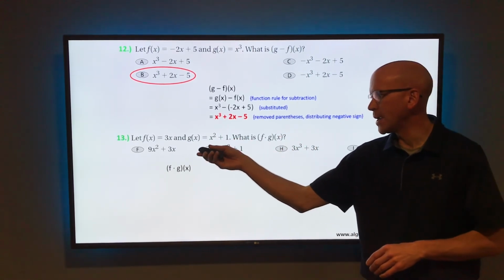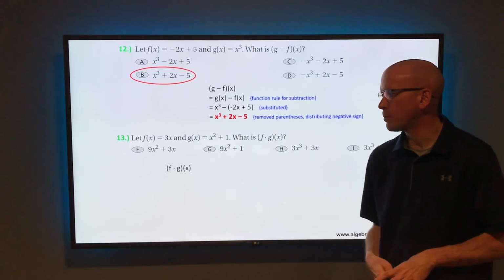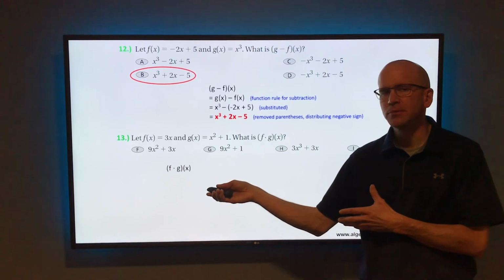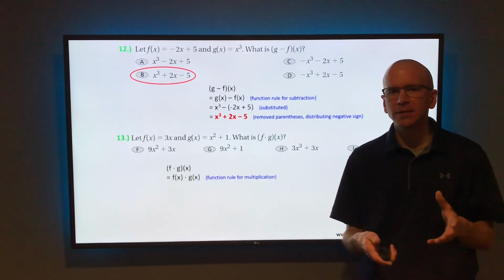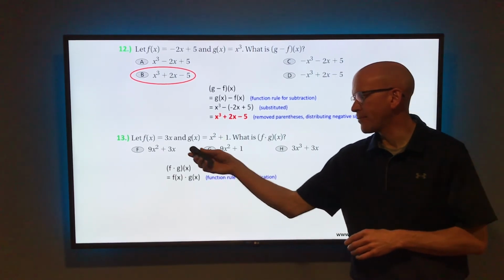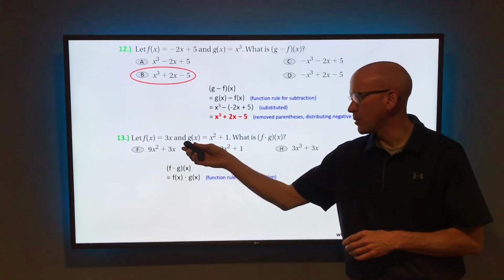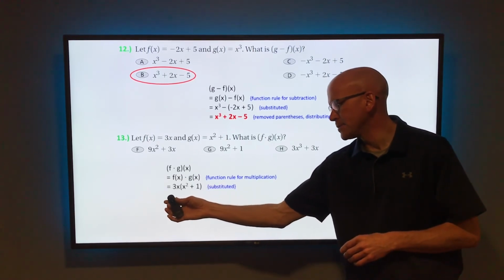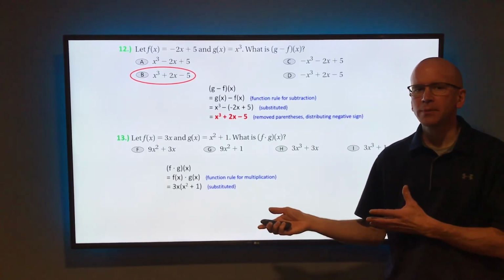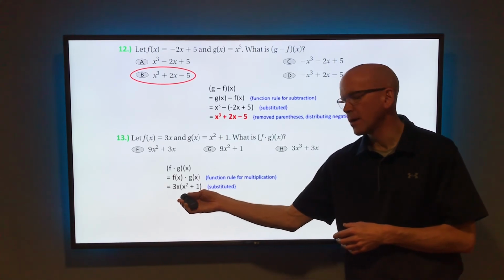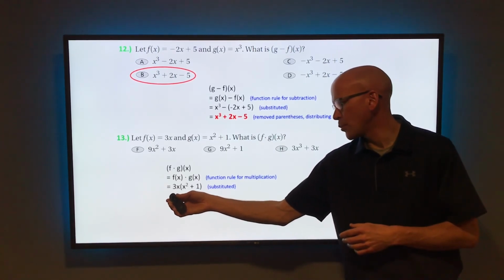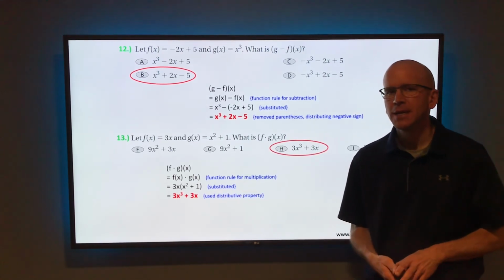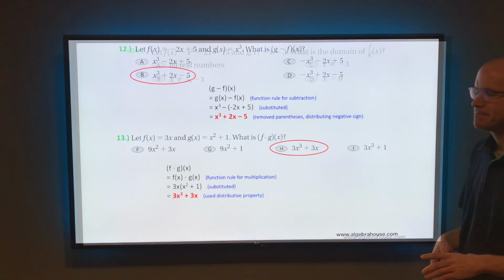Let f of x equal 3x and g of x equal x squared plus 1. What is f times g of x? So remember, f times g of x, it's the same thing as f of x times g of x. So take what f of x is, it's 3x, and multiply by what g of x is, x squared plus 1. Should be taking 3x times x squared plus 1. Just use the distributive property there. Take 3x times x squared, it'd be 3x to the third, and 3x times 1, that is 3x. So that is 3x to the third plus 3x, and that is letter H.